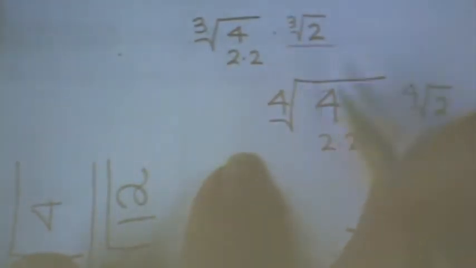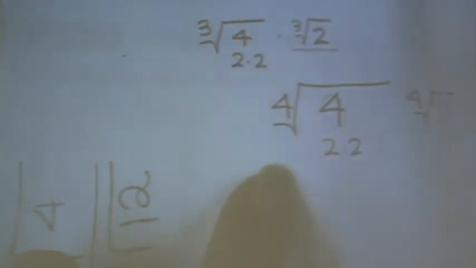But what if this were a 4? Then you would need a 4 here. What if this were a 2 here? Then you would need an 8 here, right? Then we'd need 2 times 2 times 2.